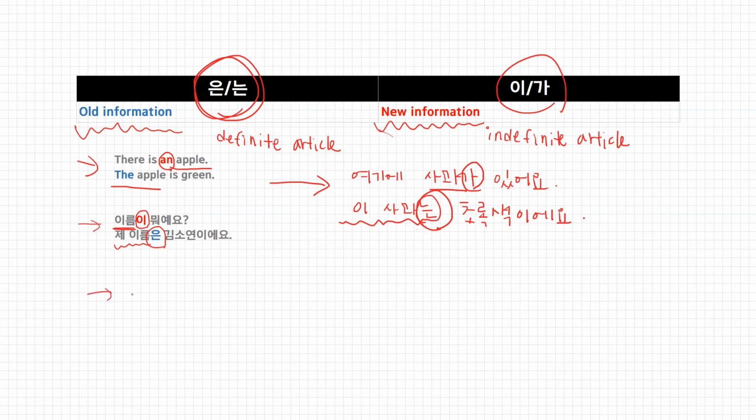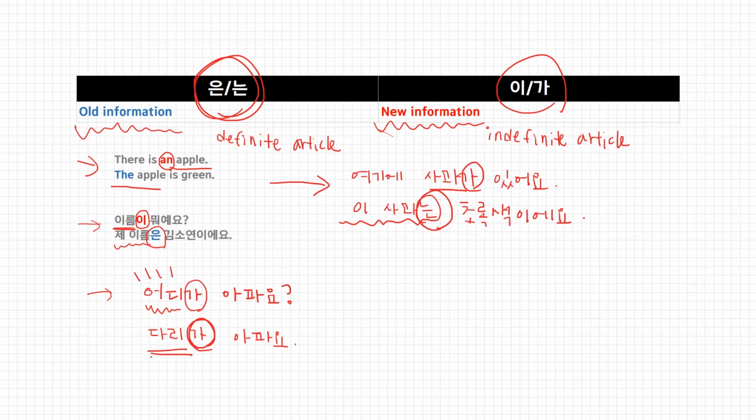One more example. When you go see a doctor, he says 어디가 아파요? Where does it hurt? Here 어디, where, is the new information. That's why 가 is attached. 다리가 아파요. My leg hurts. The leg is also the new information. We haven't talked about 다리 before. That's why 가 is used. So now you know why 이가 is used when you make an interrogative sentence using question words as a subject and also to answer them.